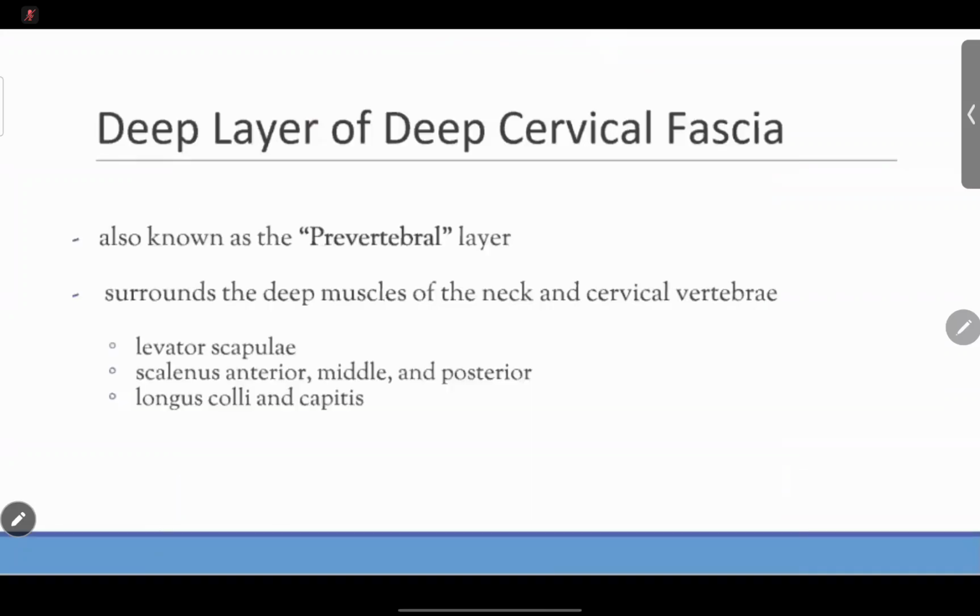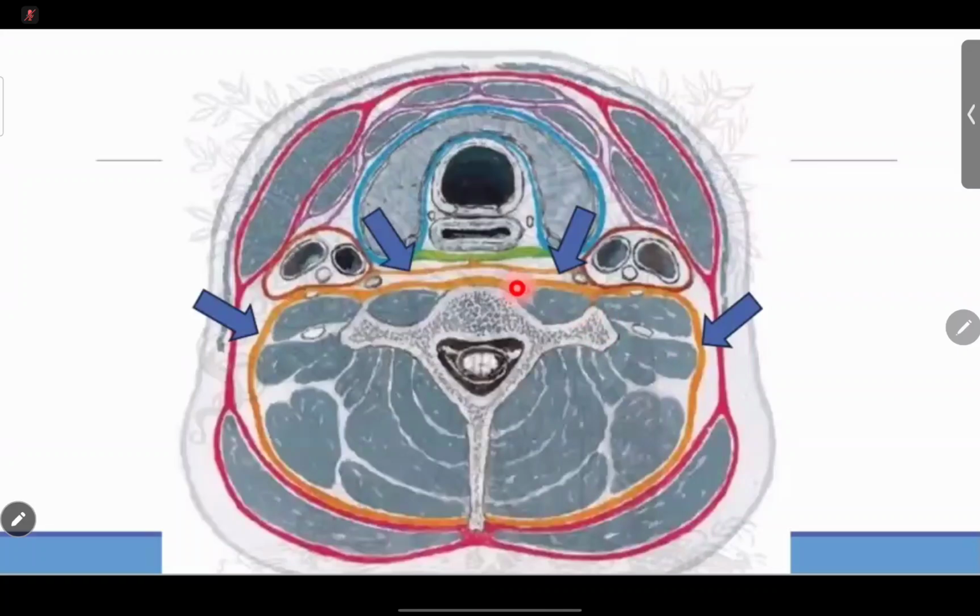Next, let's go to the deep layer of your deep cervical fascia, also known as the prevertebral layer. Prevertebral because it's in close proximity with your cervical vertebra. It surrounds the deep muscles of the neck and also your cervical vertebra. The muscles are as follows: your levator scapulae, your different scalenus muscles, and also your longus colli and capitis. In this illustration, the orange highlighted part is the deep layer of your deep cervical fascia.